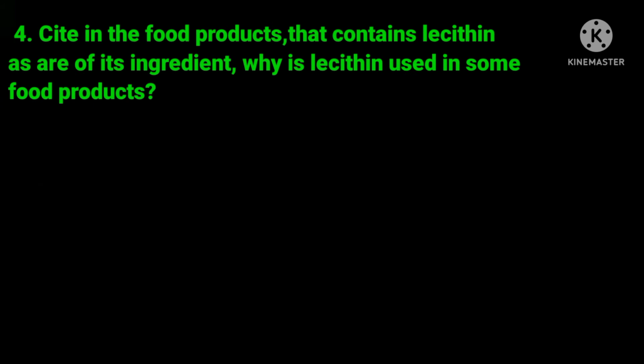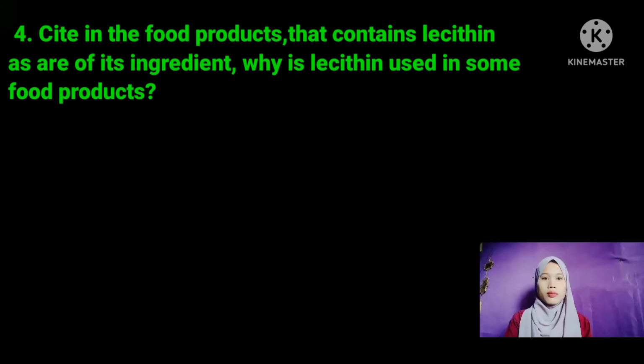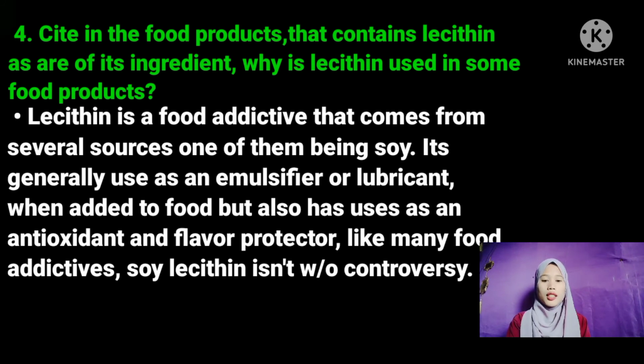Cite a food product that contains lecithin as one of its ingredients. Why is lecithin used in some food products? Lecithin is a food additive that comes from several sources, one of them being soy. It is generally used as an emulsifier or lubricant when added to food, but also has uses as an antioxidant and flavor protector. Like many food additives, soy lecithin is not without controversy.